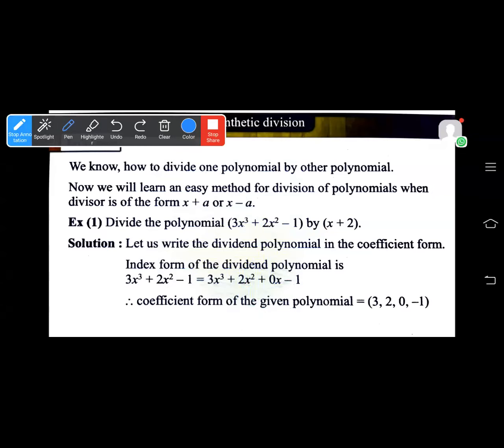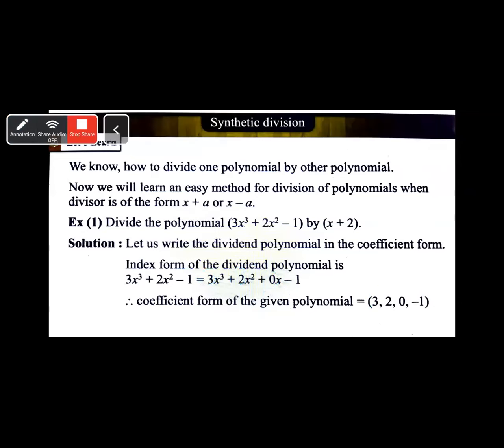Index form of the dividend polynomial is 3x cube plus 2x square plus 0x minus 1. You can see 0x is added over here. So this is your index form. So that you will get the coefficient form of the given polynomial, and all the coefficients you have to write in brackets separated by commas: 3, 2, 0, minus 1. So this is your coefficient form, and you have to keep this in your mind.